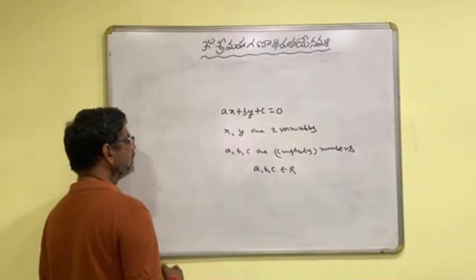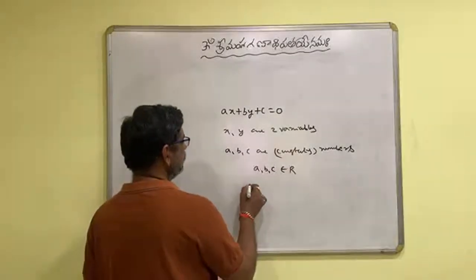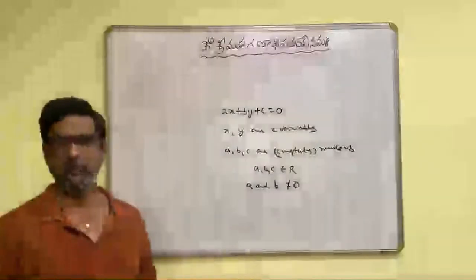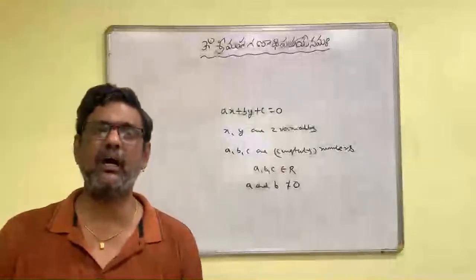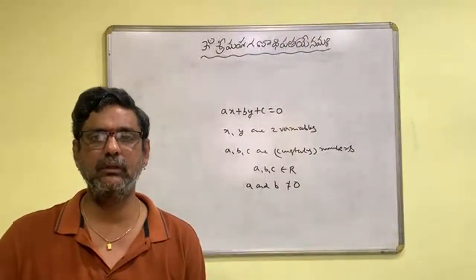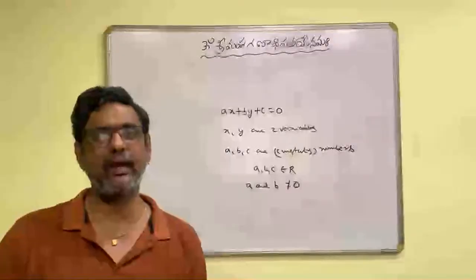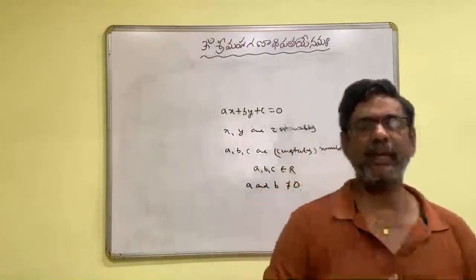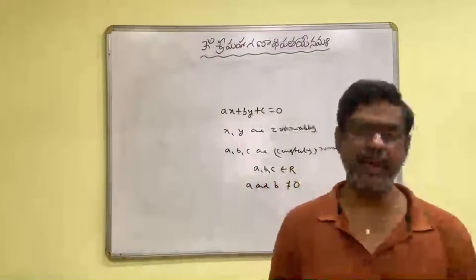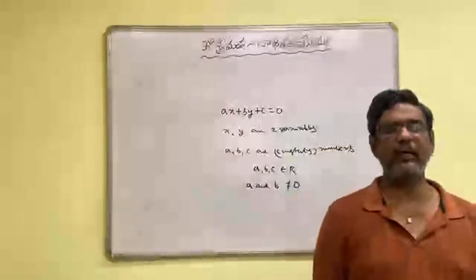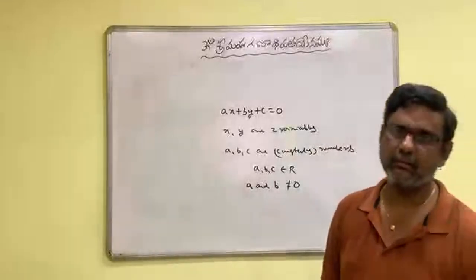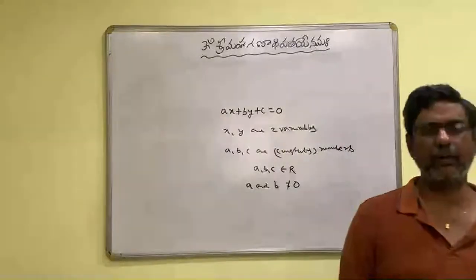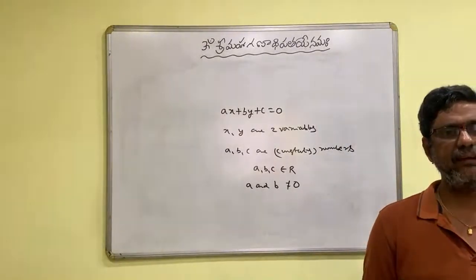Okay. And another condition is there. A and B must not be equal to 0. Real number అంటే 0 కూడా real number. 0 is also a real number, but we cannot take it in the place of A or in the place of B. C 0 అవ్వచ్చు, ప్రాబ్లం ఏం లేదు, కానీ A, B రెండు మటుకు 0 అవడానికి వీలు లేదు.